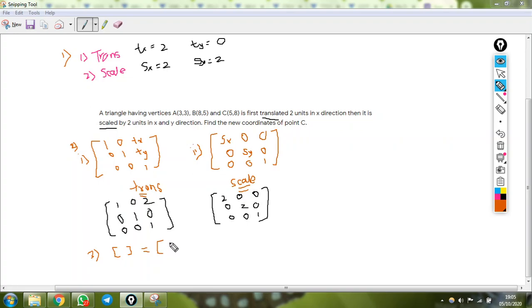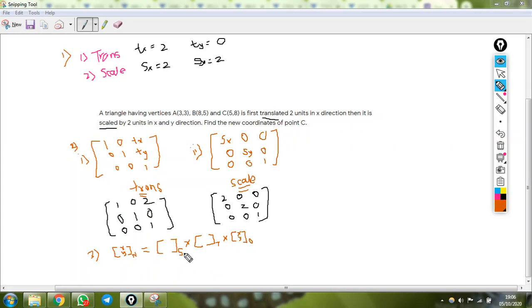First we will write the matrix for the scaling. So there is a scaling matrix here. Then multiply it with the translational matrix. Then multiply it with your xy coordinates, which are the old ones, in order to get the new xy coordinates. This is x and y, and these are the new ones.